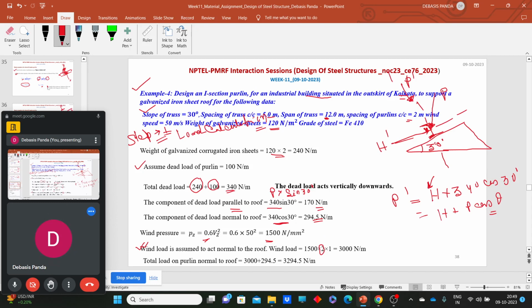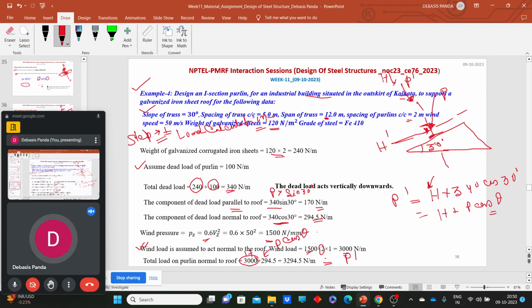That means this H value. What should be that H value? H value should be nothing but the wind pressure per mm square multiplied by the spacing multiplied by 1 meter. That comes as 300 Newton per meter. So the total load normal to the purlin, that means the P dash value, will be equal to H. That part is H, and this part is nothing but your P cos theta.